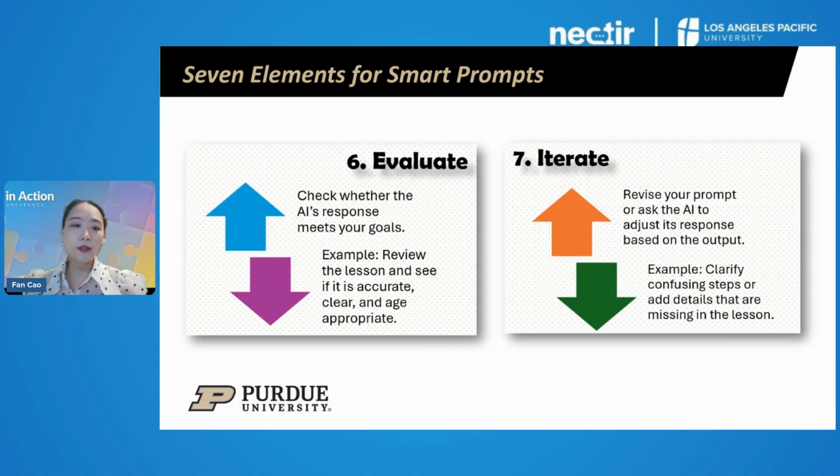Okay, so the last two elements here are evaluate and iterate. I believe everyone is doing these two things every time you use AI. Evaluate is just to check whether AI's response meets your goal, and whether its answers are accurate or not. Iterate is based on AI's output, you can keep talking to AI to adjust its response.